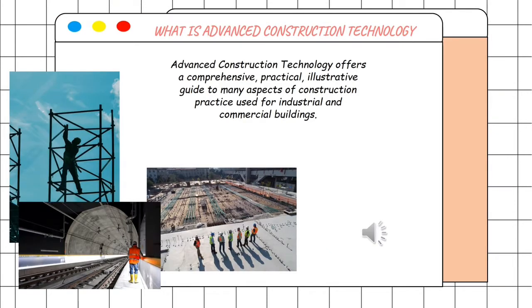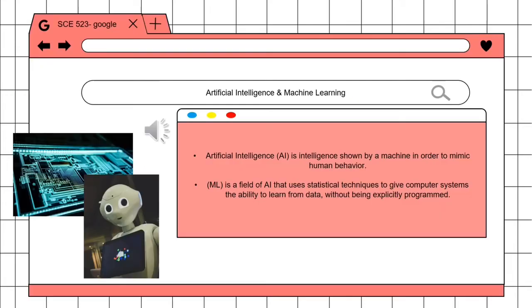So what is advanced construction technology? Advanced construction technology offers a comprehensive, practical, illustrative guide to many aspects of construction practice used for industrial and commercial buildings. First, we will take a look at artificial intelligence, or known as AI, and machine learning.